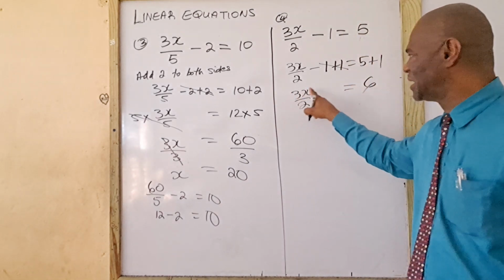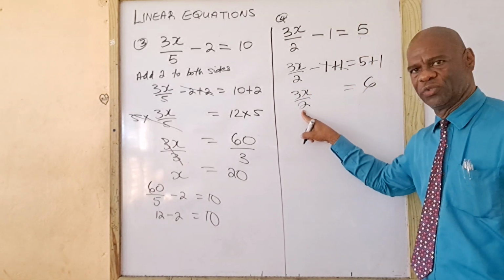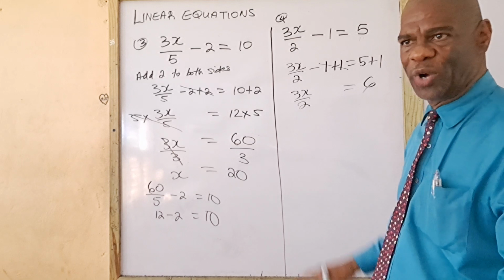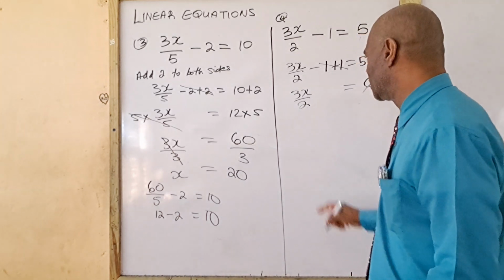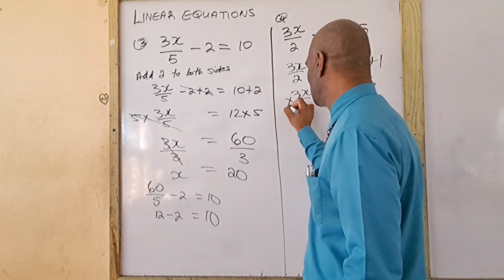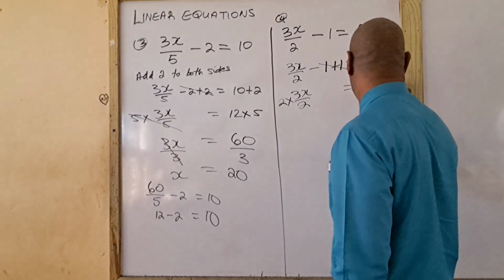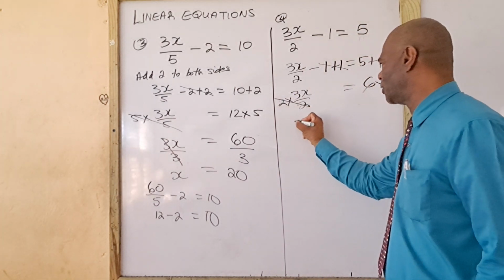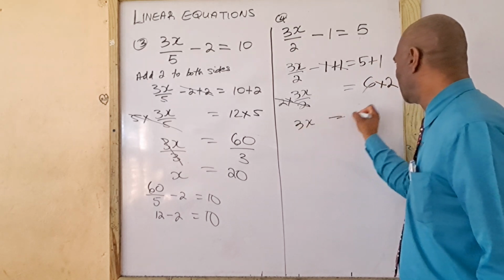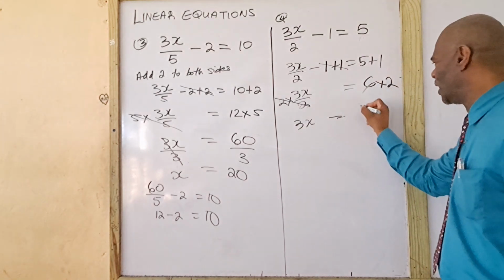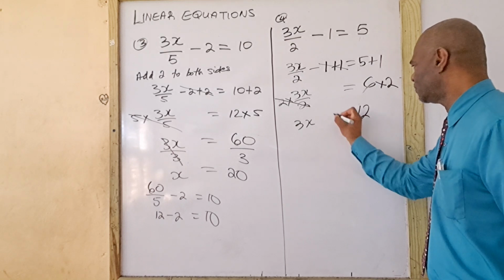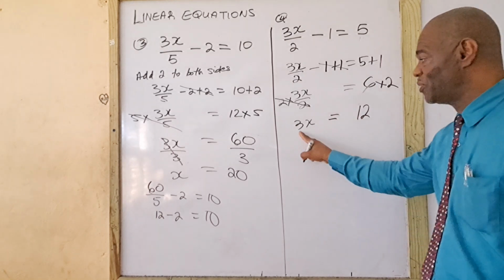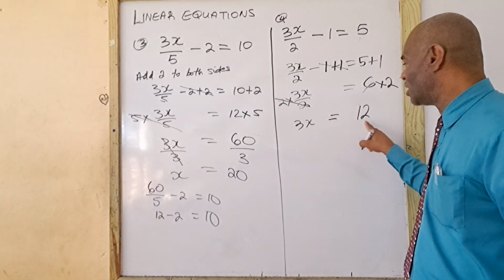We have 3 times a number divided by 2. To undo division, remember we do what? We multiply. So we're going to multiply both sides of the equation by 2. 2 into 2 is 1. We're left with 3x equals 6 times 2 is 12.